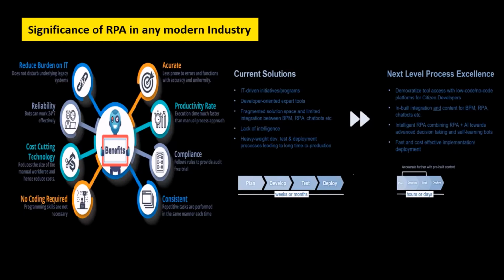Okay, so here what we have is, more accuracy we are achieving because we are not entering anything manually. It will be automated. Productivity rate is increasing. Compliances, from an audit point of view, you get a lot of things consistent. Less coding, where no coding is required. Cost cutting technology. Being in the cloud, you don't have to invest a lot of cost upfront, considering infrastructure cost, capex related activity. Reliability increases, reducing the burden of IT.